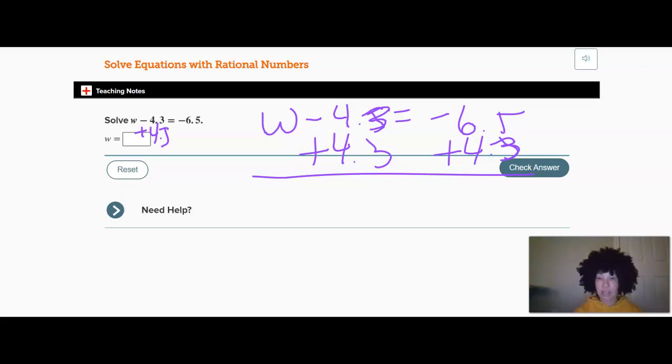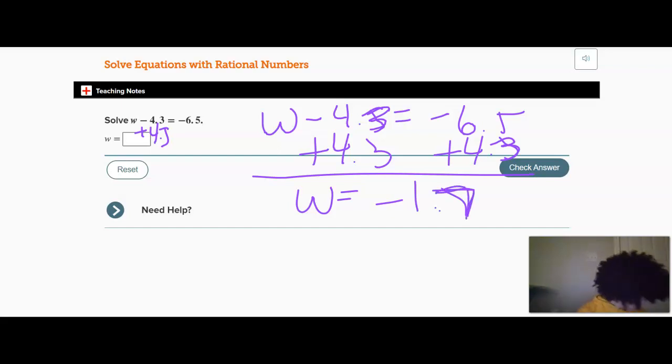And negative 6.5 plus 4.3, I have one of each, so I should subtract those two numbers, and since my larger number is negative, then my answer is negative 2.2. See if you can do the one at the bottom of page 284.